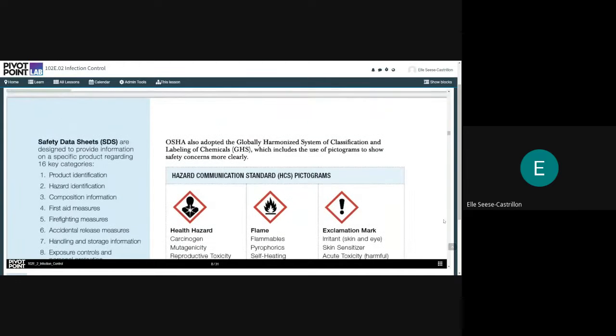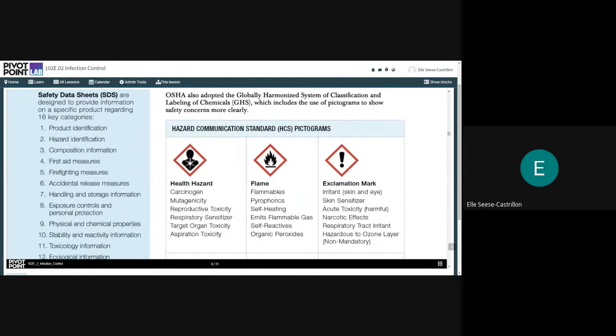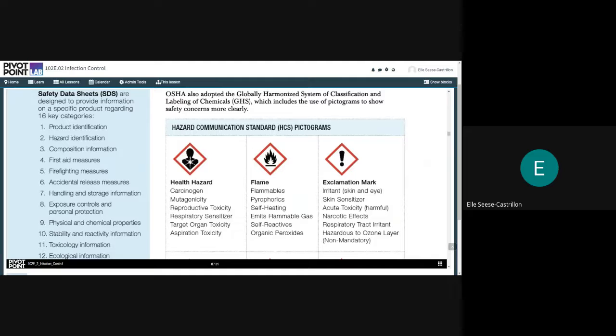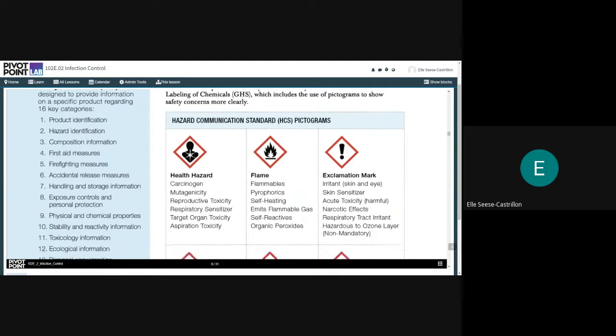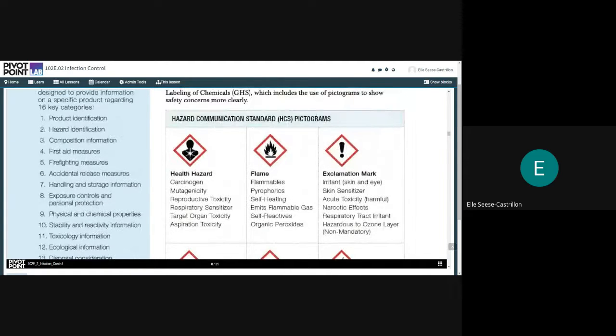So here's an example of some safety data sheets. These are designed to provide information on a specific product regarding 16 key categories. Basically, these are going to be associated with pictograms. They're going to have a red box as the outline, and then a little picture in the center. That's going to give you, I would say, a cheat sheet on what the hazard is going to be associated with that picture.